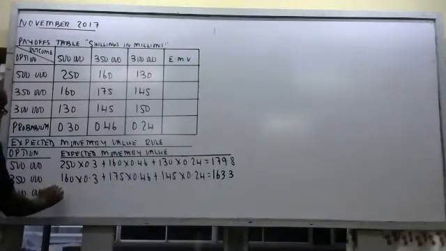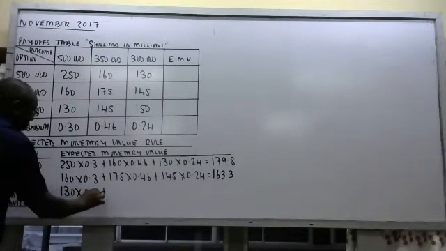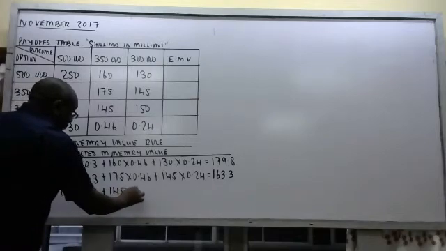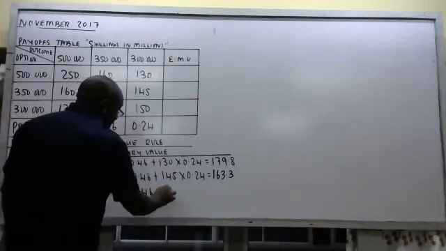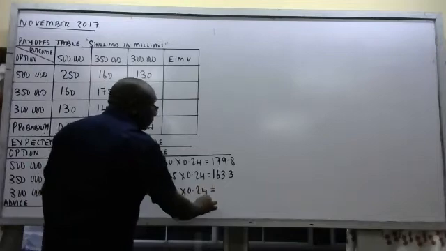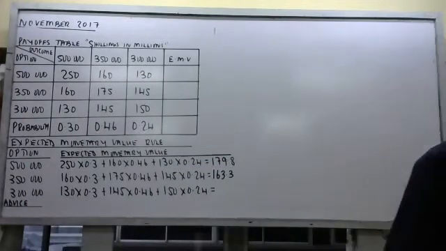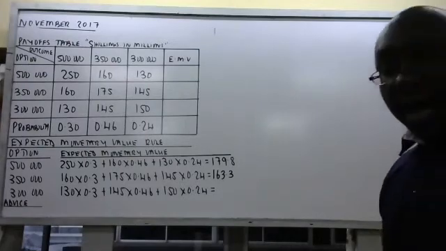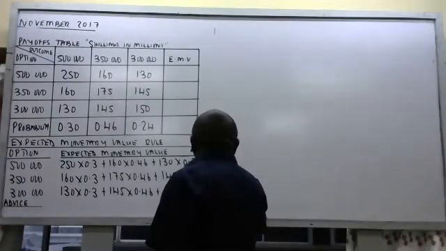Then this is 130 times 0.3 plus 145 times 0.46 plus 150 times 0.24. Yeah, good. I can see 141.7.